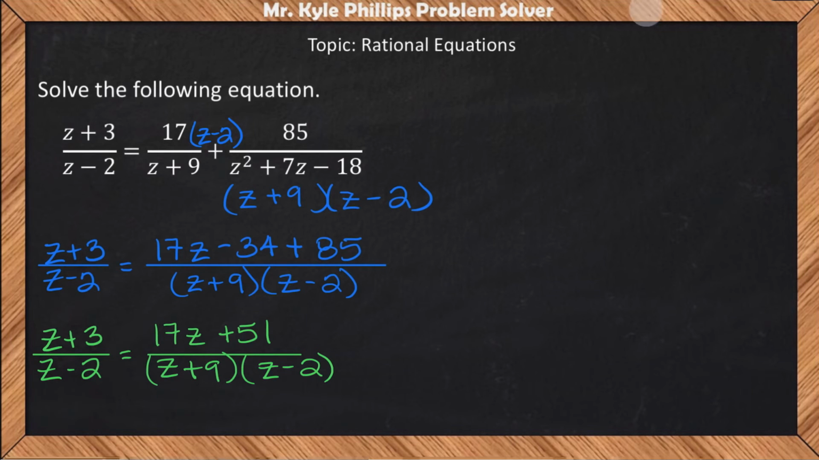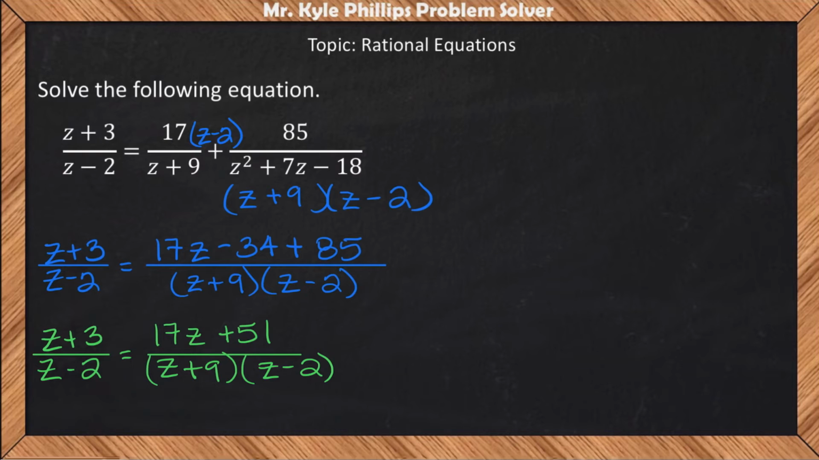Now, when you're dealing with rational expressions and equations, if you make sure that your denominators are the same, then you can just set the numerators equal to each other. So here I have a z minus 2 and I have a z minus 2 here, but the right hand side has an additional z plus 9. So if we can multiply this left hand side by z plus 9, then our denominators will be the same. So let's see what this would look like.